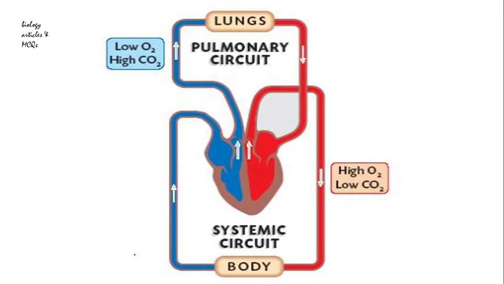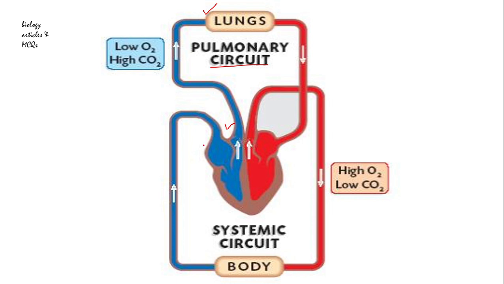So here you can see the same diagram. Guys, first of all, let me tell you about the pulmonary circulation or pulmonary circuit. The pulmonary circulation is the route of blood between the lungs and the heart. You can see that here the blood is moving towards the lungs and away from the heart, and from the lungs towards the heart, meaning the blood is circulating between the lungs and the heart. So this type of circulation is called pulmonary circulation.